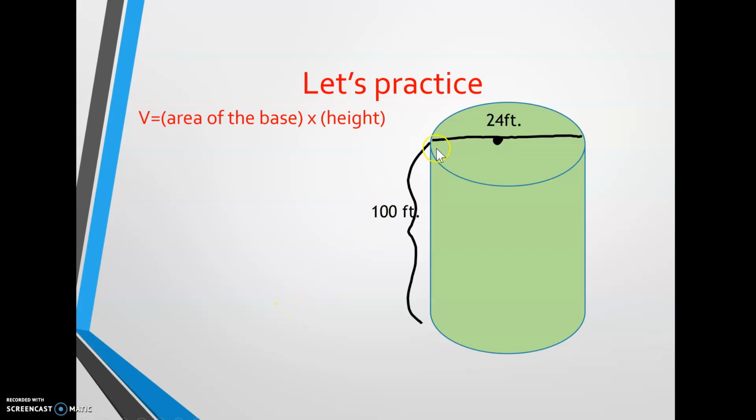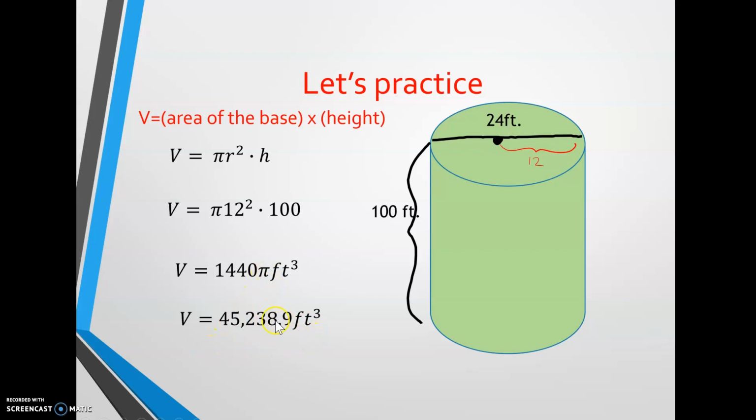All right, this one, they're telling you that your diameter is 24, but I don't want the diameter, I only want the radius. So half of 24 is 12. I'm going to take my formula and replace my radius with 12, and get 12 squared times pi times 100. Don't use 24, you're using your radius of 12 here. So you're going to get 1440 times pi, again straight into your calculator, and it should round to 45,238.9.